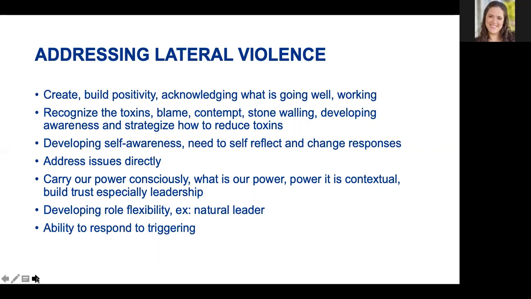Developing role flexibility. Just because I'm a natural leader doesn't mean I have to lead in every circumstance. I'm not the only one that has to talk. I'm not the only one that has to make the decisions. You have got to be able to lay down some of your rigidity around your own role and be very, very flexible. And then again, that ability to respond to triggering, recognizing what the triggers are, and developing strategies that help you manage when you're triggered, so you can self-regulate and calm. That will go a long way in addressing lateral violence in the community and in the workplace.